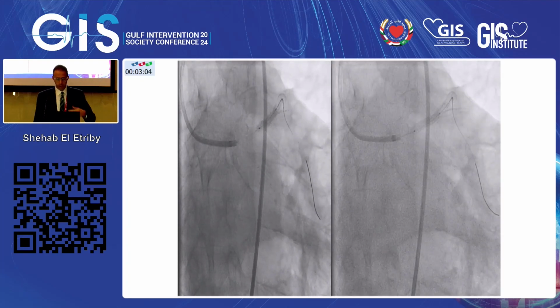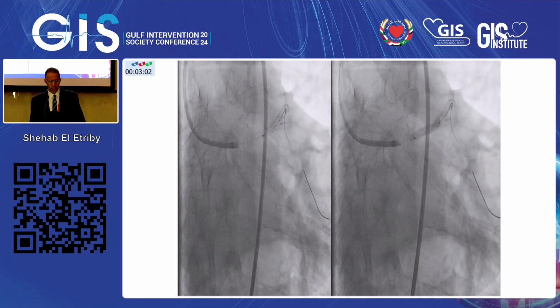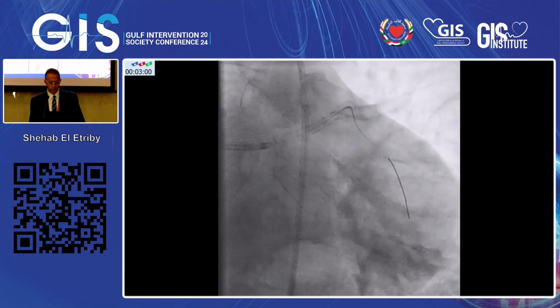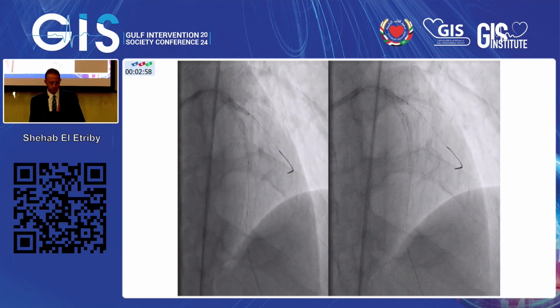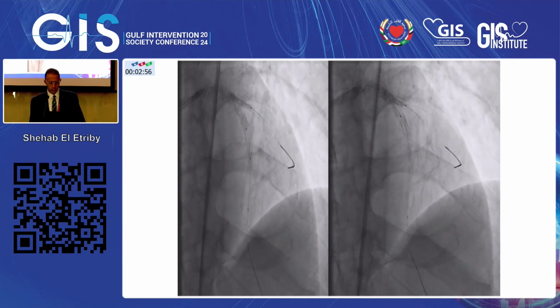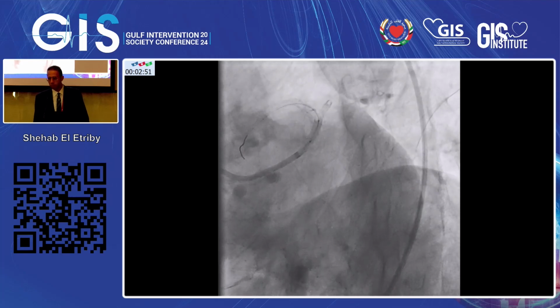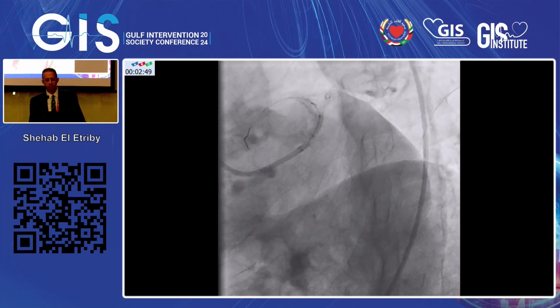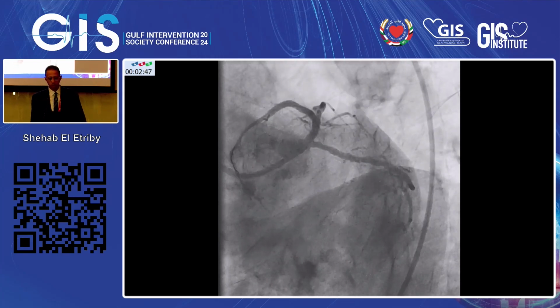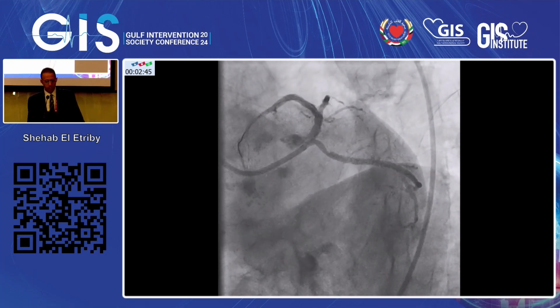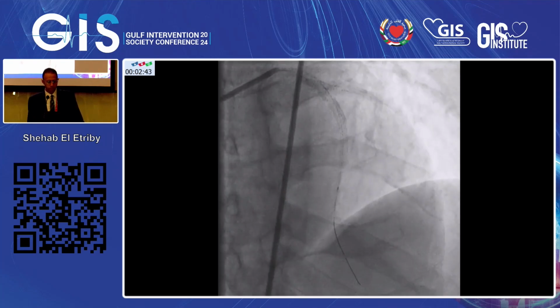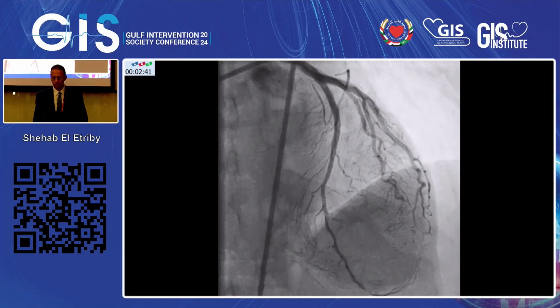This is the modification of the crush technique with a crush POT and then a POT, and then recrossing and kissing, and then a final POT with a 3.5 NC balloon. And this was the final result of the LAD diagonal in the spider view and in the cranial view.